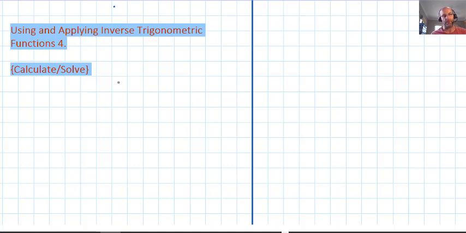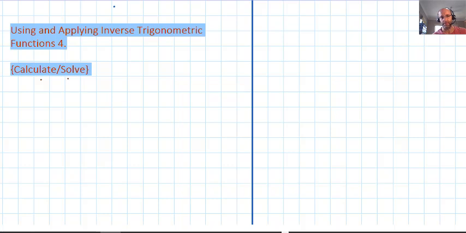So this is using and applying inverse trig functions, number 4, and we're showing through calculation of expressions into simplified answers, or in other words, solving, once we start putting a variable in there. And we'll be making, as I said in the previous video, some important generalizations which lead us to what we call definitions. Here we go.